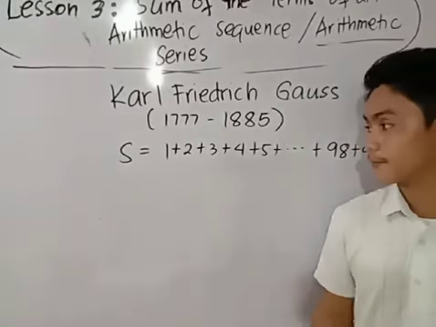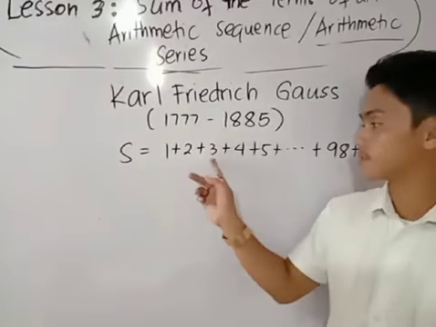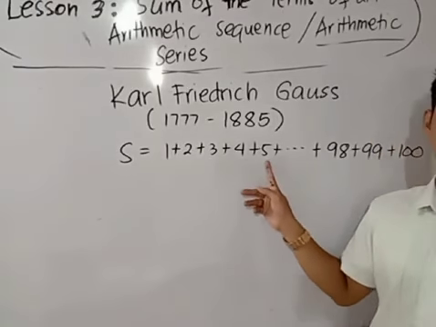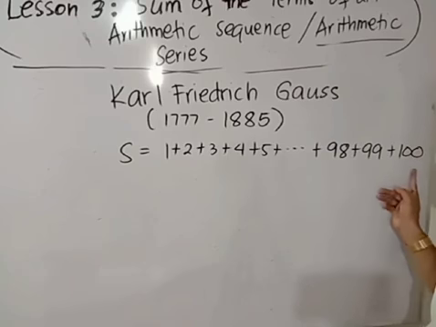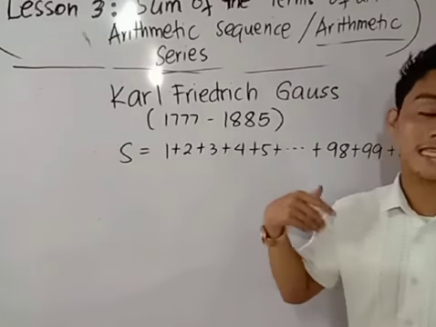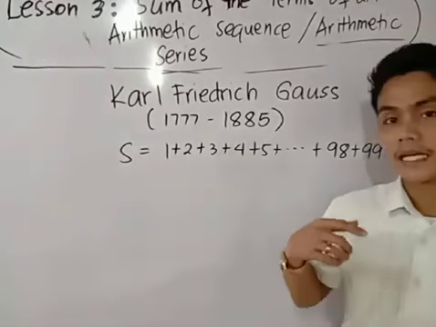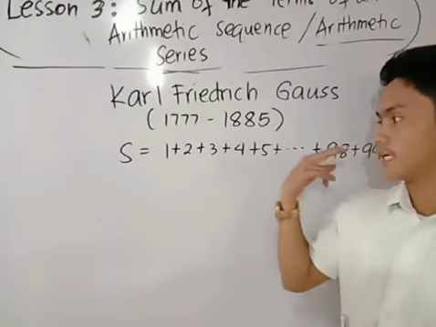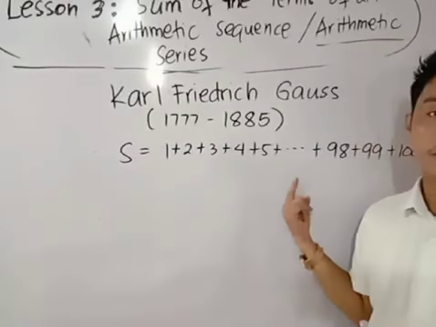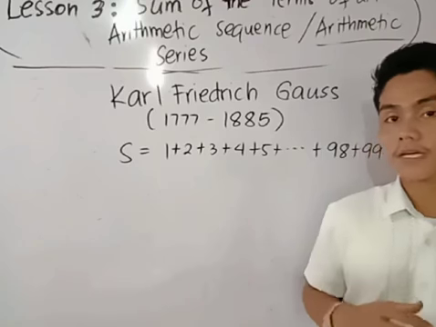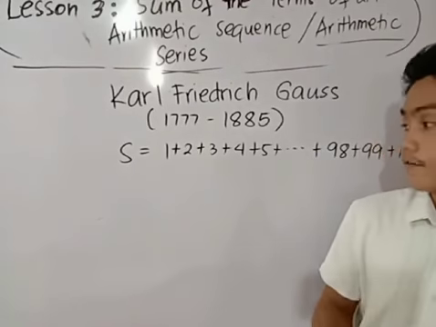So can you beat that? Example, 1 plus 2, 3, plus 3, 6, plus 4, 10, plus 5, 15, and so on until 100. Gauss did that in just seconds. So how did he do it? Did he add those numbers manually, or was he able to have a solution or a formula?